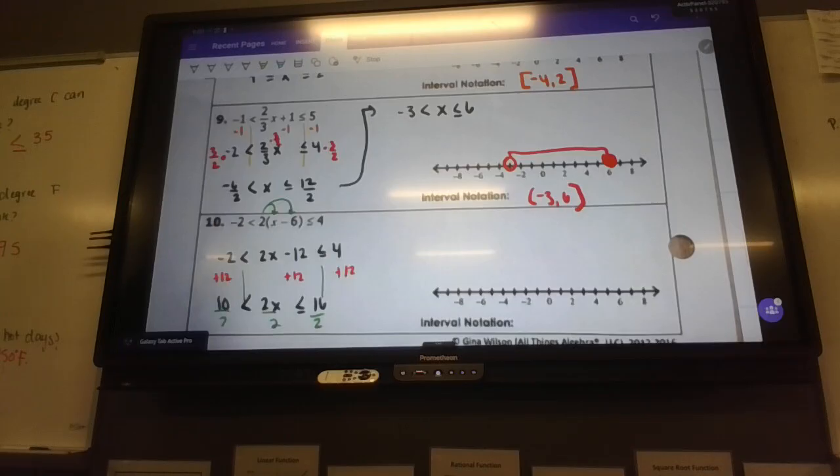I'm disappointed we didn't have to flip any symbols on this side. You know why I keep forgetting that? It's because I've been doing absolute value inequalities, and those always have the same symbol.